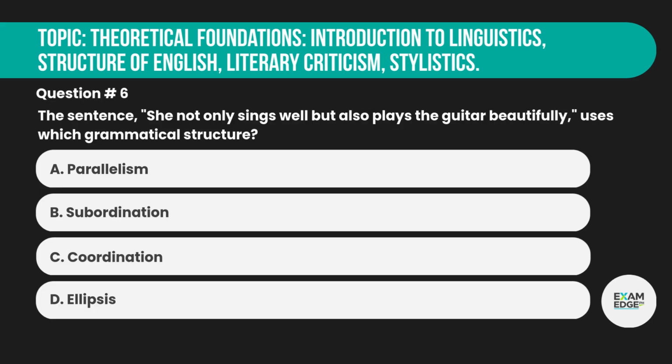Question number 6. The sentence, "She not only sings well but also plays the guitar beautifully," uses which grammatical structure? A. Parallelism. B. Subordination. C. Coordination. D. Ellipsis.